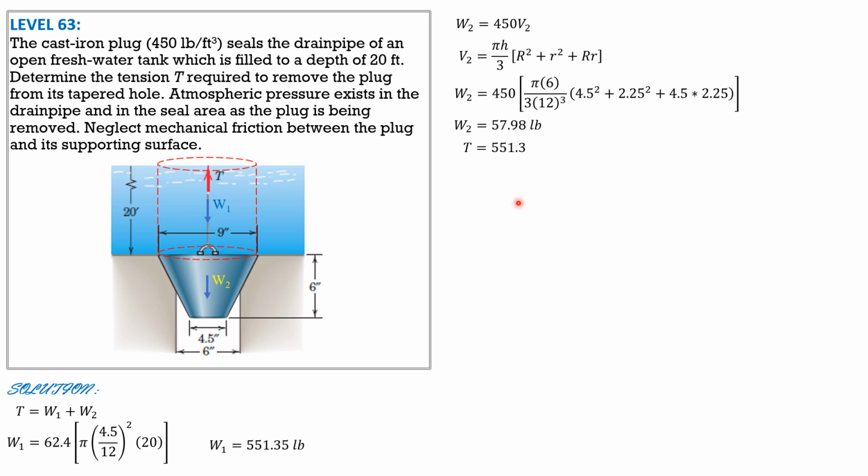Then substitute in this equation, we can now solve for the tension. So tension equals 551.35 plus 57.98. So the tension is 609.3 pounds.